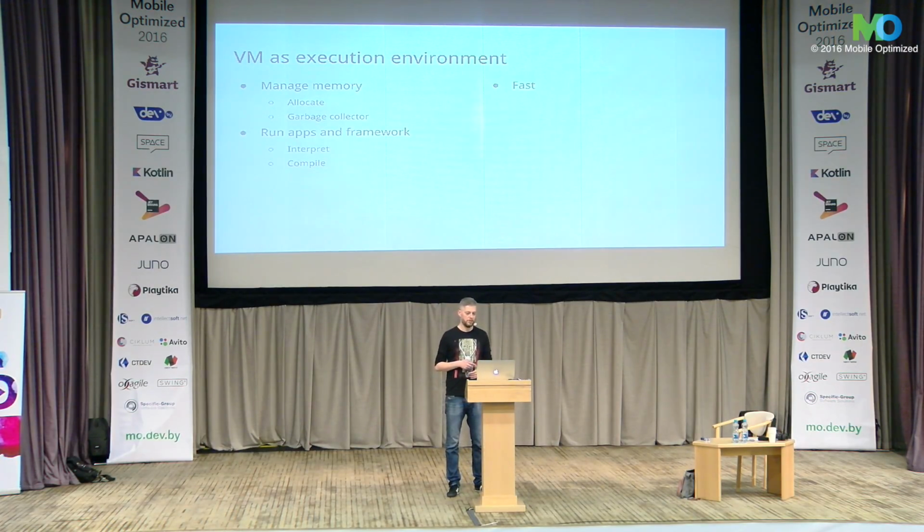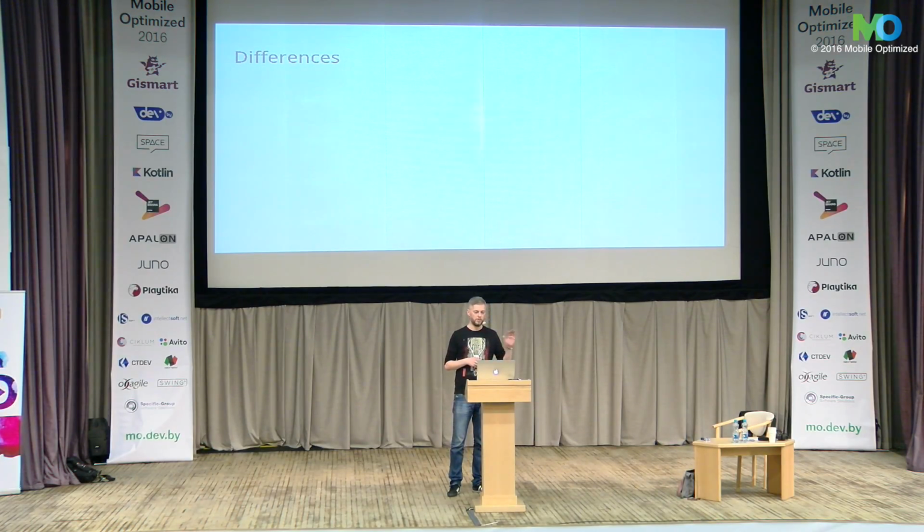So, of course, on Android, it's all about being fast, super fast UI, power efficient, and low memory footprint. That's the virtual machine on Android, how it should be, and actually how it is. There are some differences between Java and Android virtual machines. There are some important differences here. I will just quickly go through them.